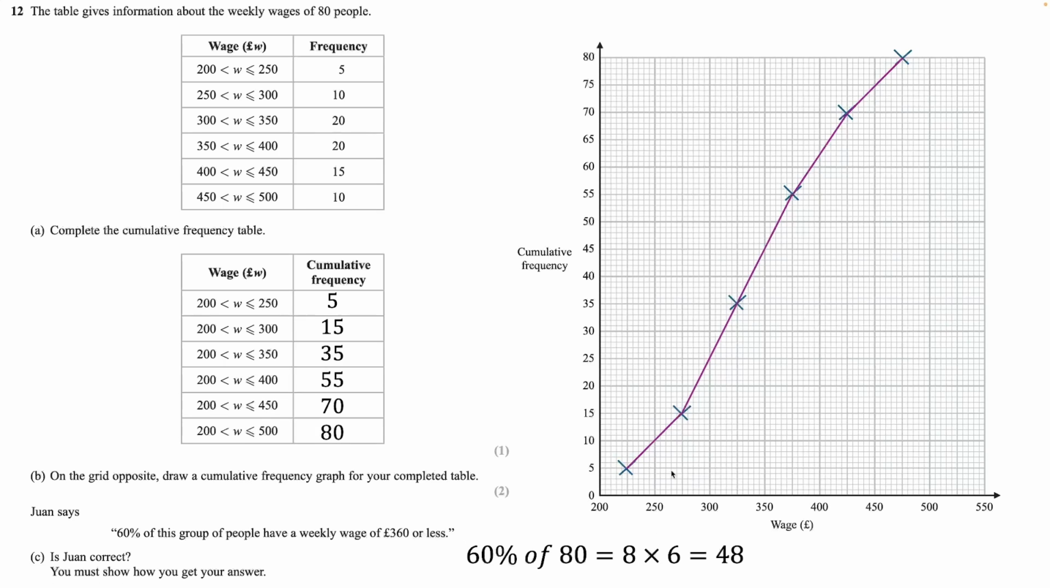That's their claim. Well, let's look at 360 as a wage. If we have 50 difference between here and here, there's 10 squares. That means each of these squares represents 20. So 360 would be here. Then we go up on this graph, and it gives us that the cumulative frequency is 51, about 52. So that means that 52 people have a weekly wage of 360 or less. So that's not 48, which means that Joanne is wrong.